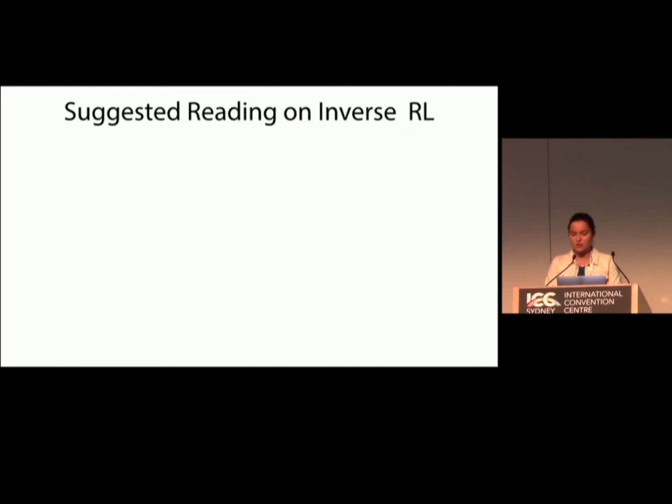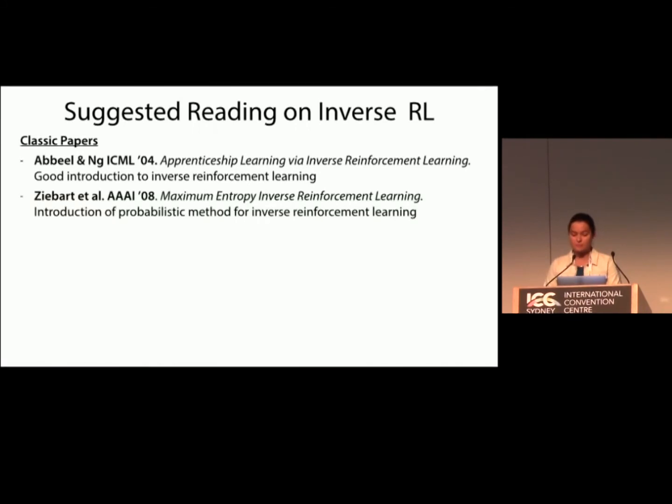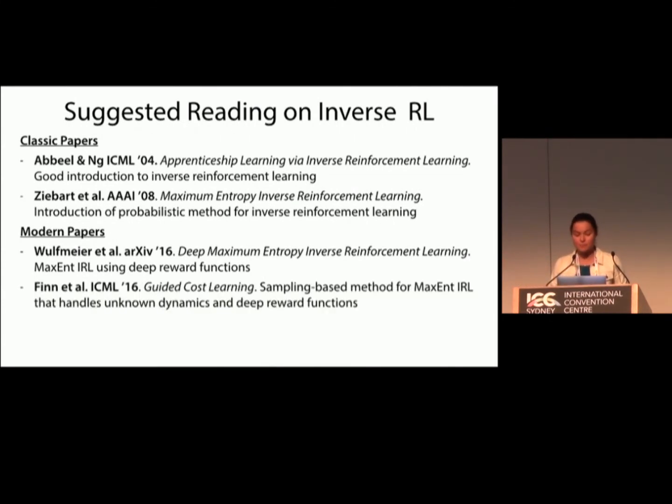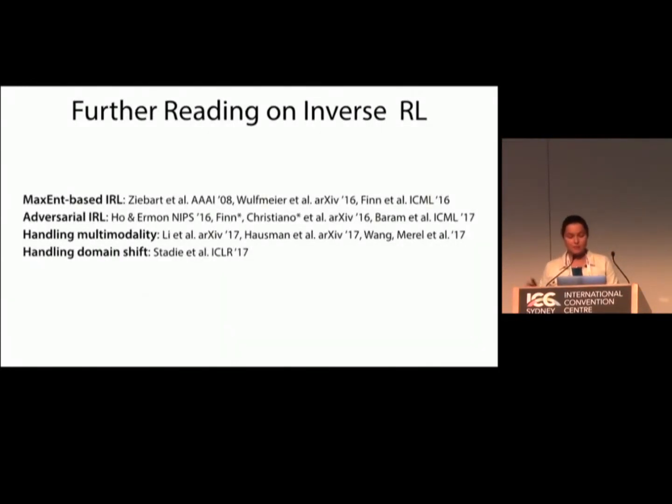Next, some suggested readings on inverse reinforcement learning. So first, the classic papers, Abbeel and Ng is a good introduction to inverse reinforcement learning. And here is the paper that introduces maximum entropy inverse reinforcement learning. More modern papers, these papers are some of the first papers to use deep neural network function approximators to represent the reward function, including this paper by Markus Wulfmeier, the guided cost learning paper, as well as Ho and Ermon. And so for further reading, you can also see some of these papers, which have considered more challenging inverse reinforcement learning settings, such as handling multimodal demonstrations and handling domain shift between the demonstrations and the agent that's trying to learn the policy.